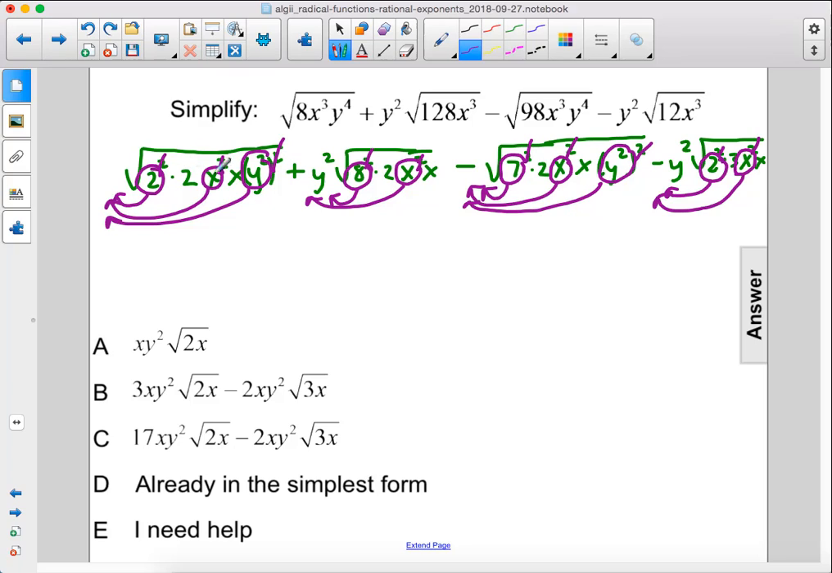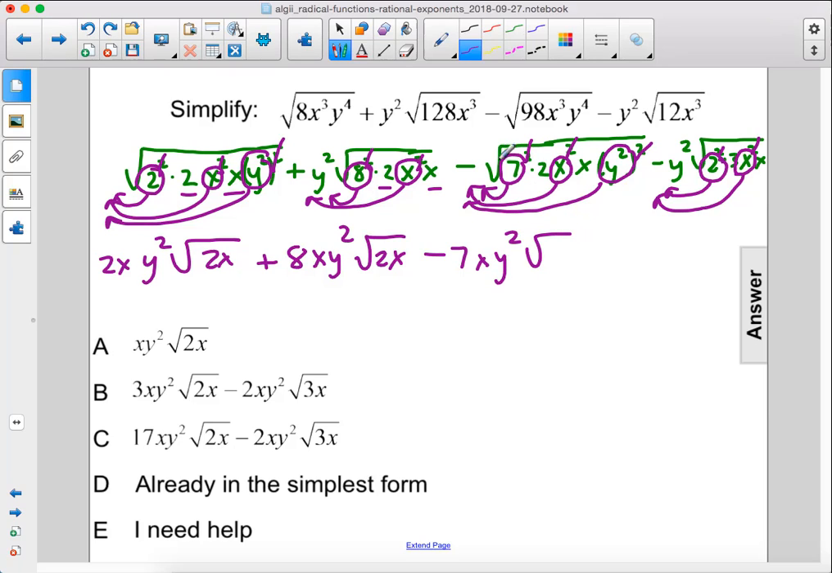Now let's go through and simplify. So we have 2 moving out front, we have x moving out front, we have y squared moving out front, and then what's left in here is a 2 and an x. Next, we say plus, we have an 8 moving out front, we have an x moving out front, and we already have a y squared out there, times whatever's left, 2x. All right, now we have a minus sign, so we're moving a 7 out front, an x, and a y squared, times radical 2x, that's what's left.